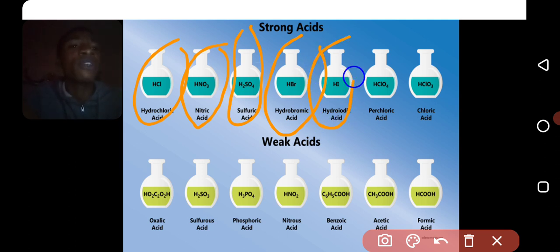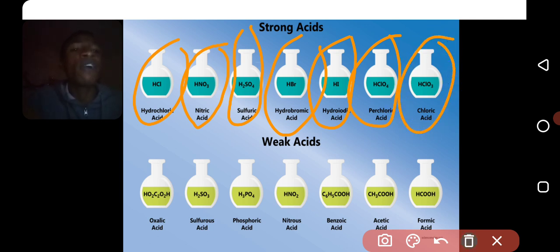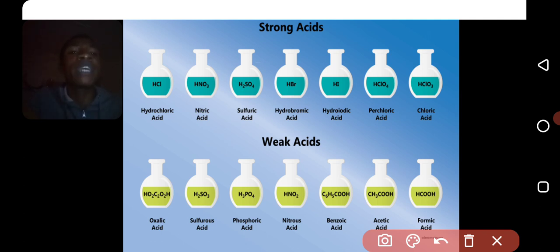See, hydroiodic acid, perchloric acid. Perchloric acid is tetraoxochlorate 7 acid. Chloric acid is trioxochlorate 5 acid. They are all strong acids. Look at examples of weak acids.